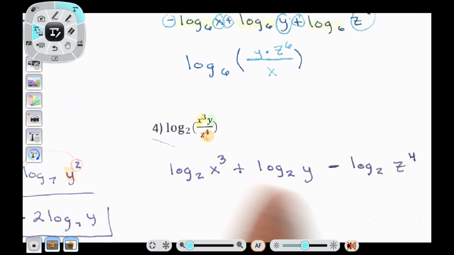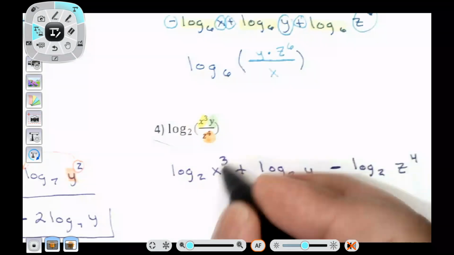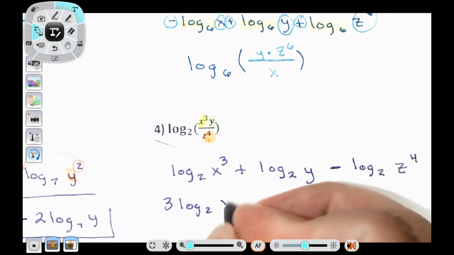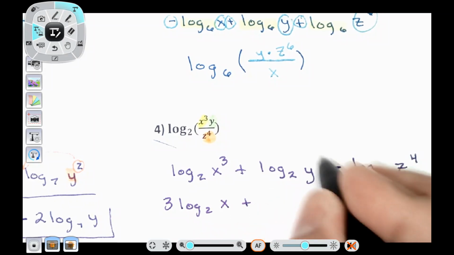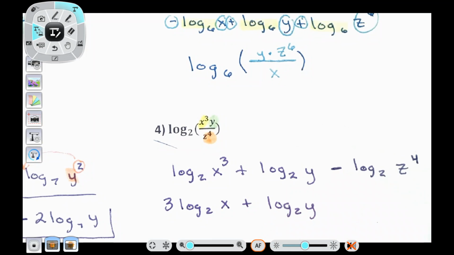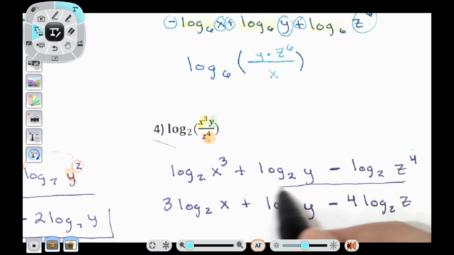But I need to bring down the power. So that 3 needs to come to the front. So now it's a 3 log base 2 of x. Plus, there is no power here to worry about, so I'll just copy it right back down. I do nothing with that one. Minus, and I bring the 4 down for log base 2 of z. Just like that, we're done with this expansion.